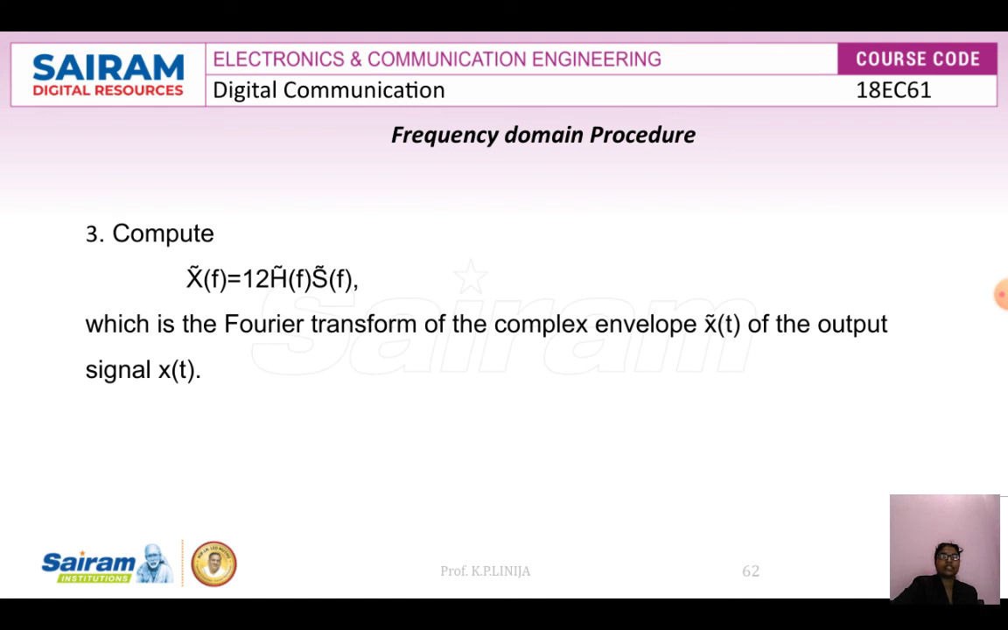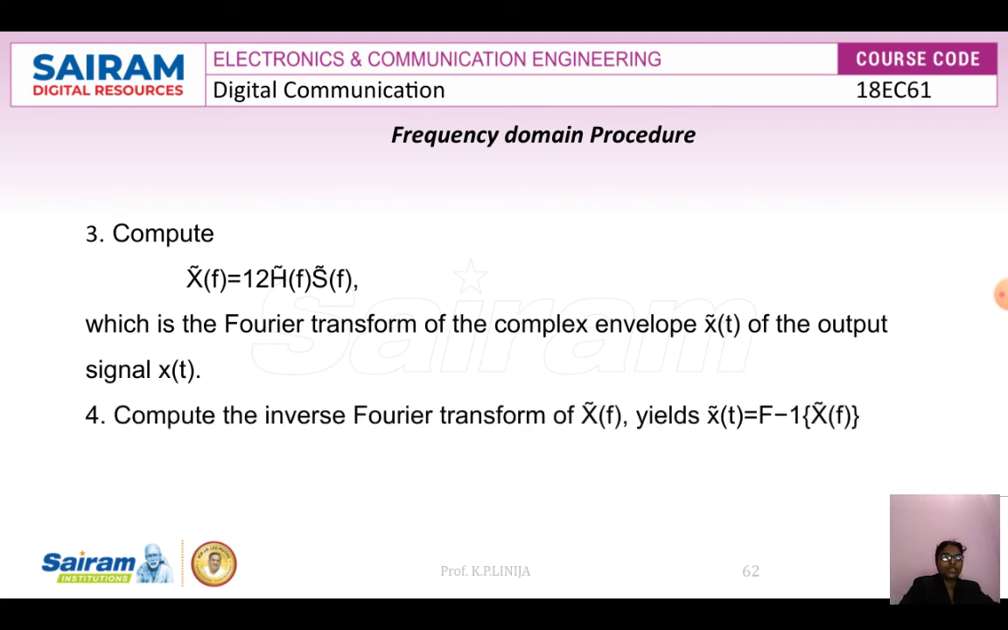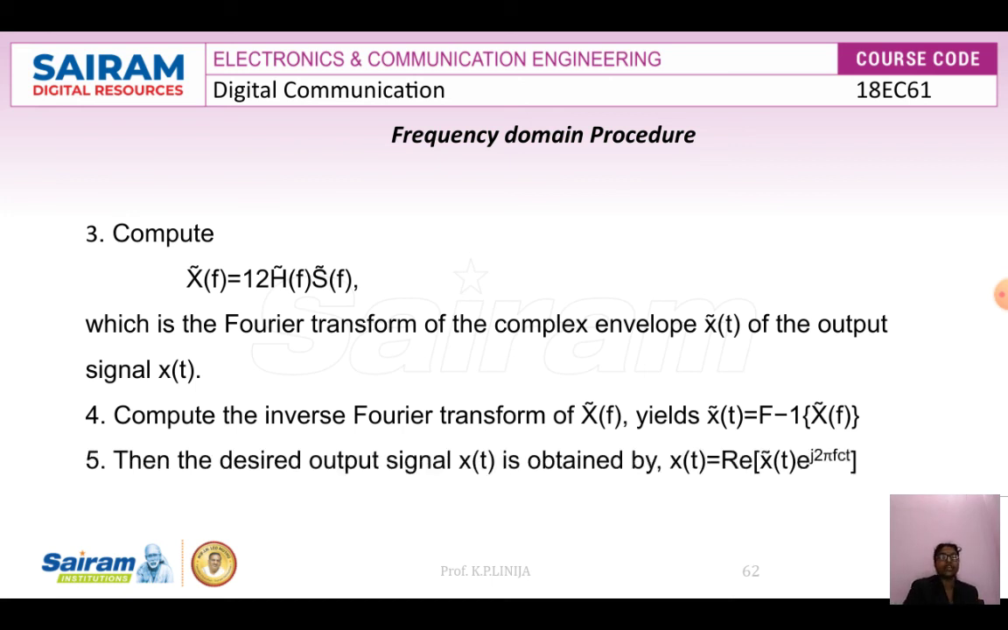Fine. The next, third procedure is to compute x bar of f, that is nothing but 1 by 2 into h bar of f into s bar of f. And the fourth thing is we compute the inverse Fourier transform. And the fifth procedure is we get the desired output signal x of t, which is obtained by x of t is equal to the real part of x bar of t into e power j2 pi fct. Hope everybody understood this analytical part with the detailed procedure. Thank you.